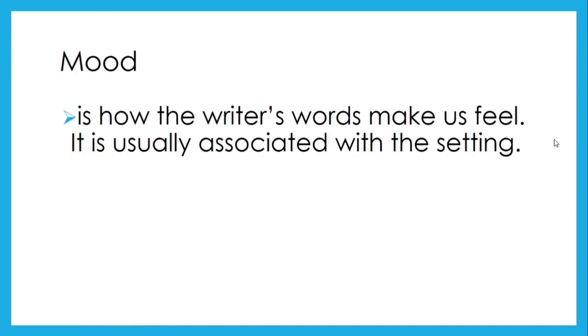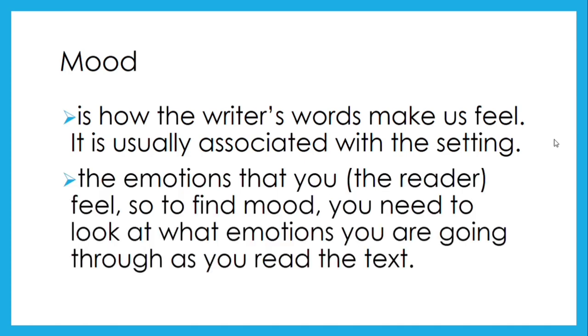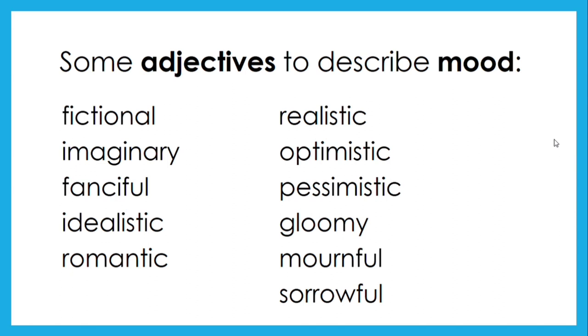Mood is how the writer's words make us feel. It is usually associated with the setting and the emotions that you, the reader, feel. So to find mood, you need to look at what emotions you're going through as you read the text. Ask this: how does the story make me feel? Some adjectives to describe mood: fictional, imaginary, fanciful, idealistic, romantic, realistic, optimistic, pessimistic, gloomy, mournful, sorrowful.